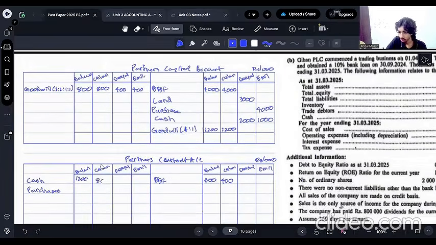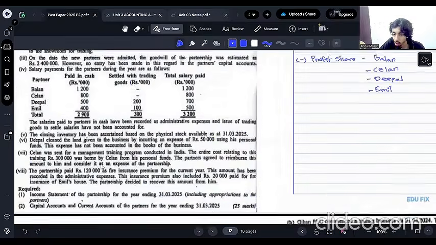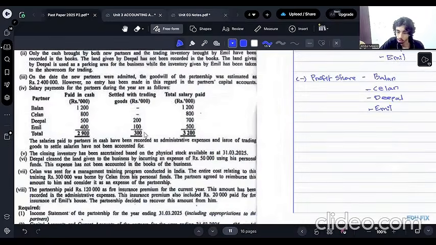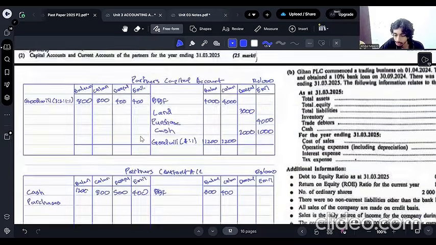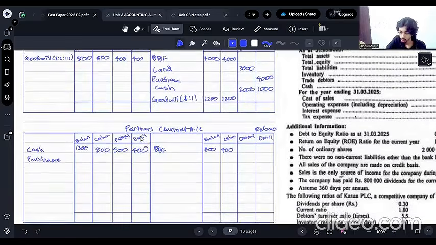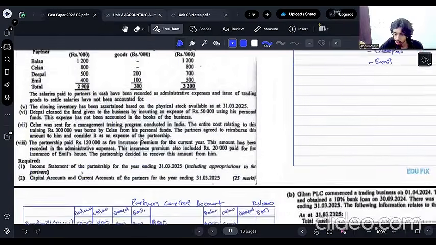So in cash, you're paying 1,200, 800, 500, and 400. And then you're also paying by giving goods. So to settle the salary, you can give anything. They're saying you can either pay cash or trading goods. So you're giving goods of 200 and 100 to Deepal and Emil. Okay. Then next.